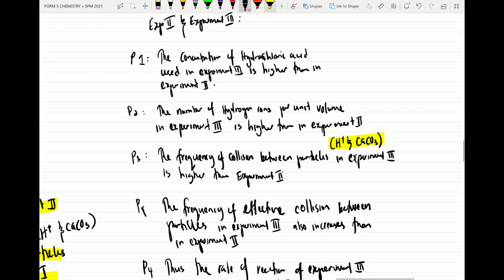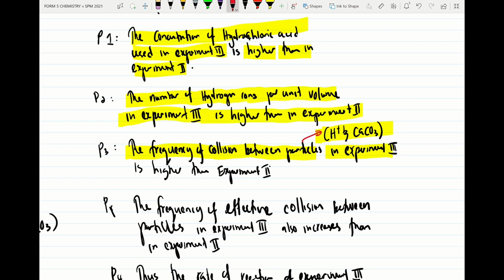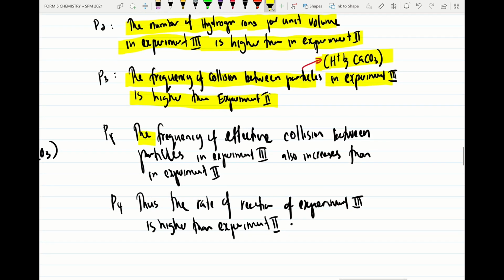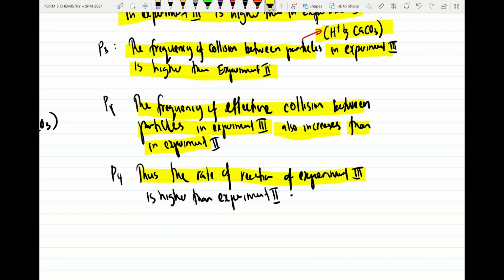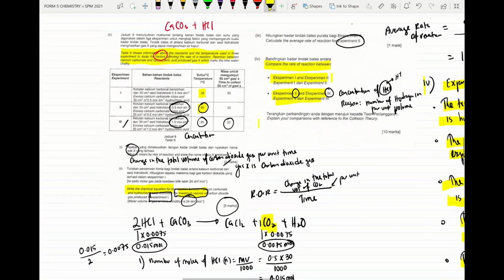So we try to read again. First point, the concentration of hydrochloric acid used in experiment 3 is higher than in experiment 2. The number of hydrogen ions per unit volume in experiment 3 is higher than in experiment 2. We must compare the frequency of collision between particles, or the student can name the particles, in experiment 3 is higher than in experiment 2. The frequency of effective collision between particles in experiment 3 also increases than in experiment 2. Thus, the rate of reaction of experiment 3 is higher than in experiment 2. So, I already answered one complete essay question.